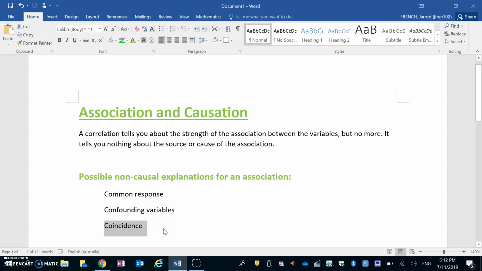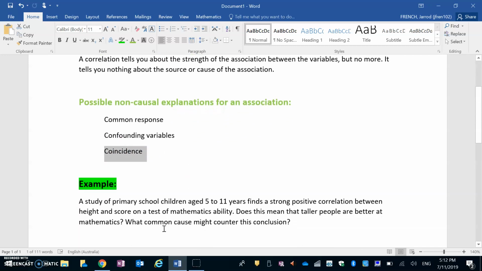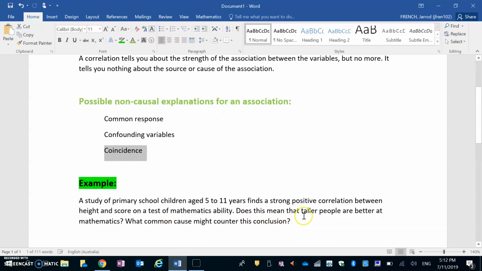Okay, what we're going to do now is just have a quick look at the first question from exercise 2C. So this is question 1, so we'll go through it all together. We've got a study of primary school children aged 5 to 11 years that finds a strong positive correlation between height and score on a math test. Does this mean that taller people are better at maths? What common cause might counter this conclusion?